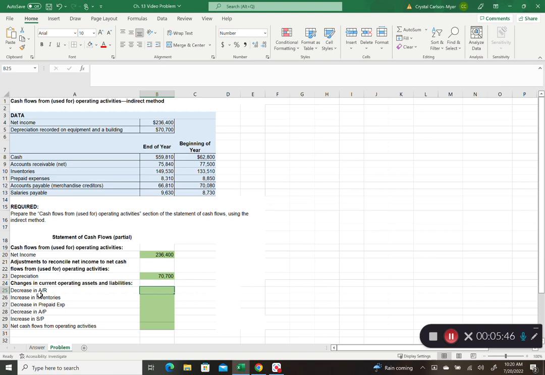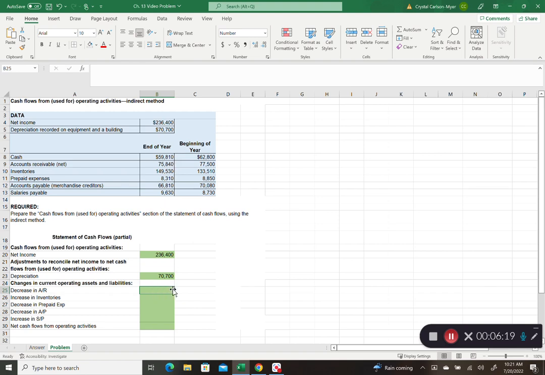So what I mean is it decreased. Accounts receivable at the end of the year was $75,840, but at the beginning of the year it was $77,500. So we started at $77,500 and went down to $75,840. That's great. It means people are paying us more money, right? We have more cash coming in, and that has a positive effect on our cash flows.